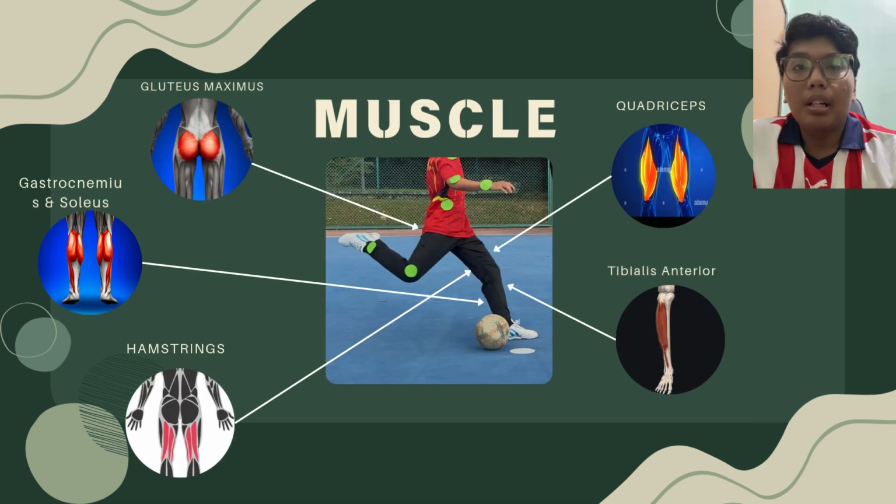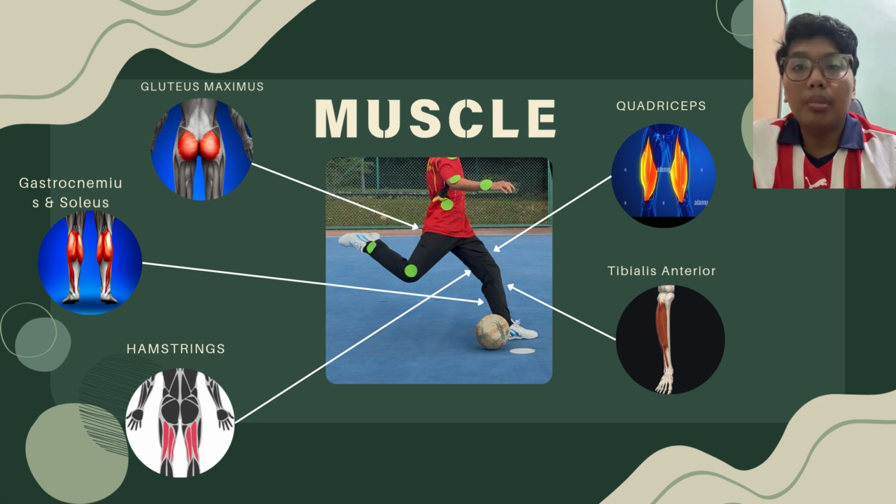Hi, my name is Nabil Ashraf bin Hairuddin and I will explain about muscle, bone and joint that are included in futsal. For muscles, players rely on their quadriceps and gluteus maximus for powerful sprints and kicks, while the hamstrings help with sudden stops and balance.